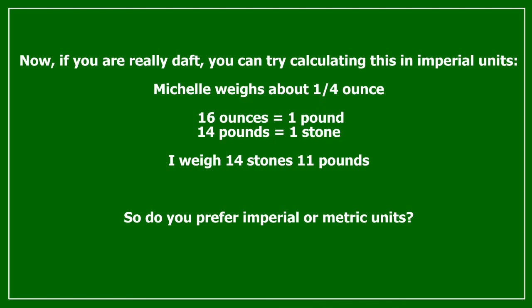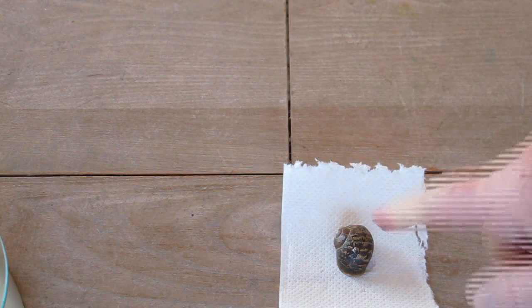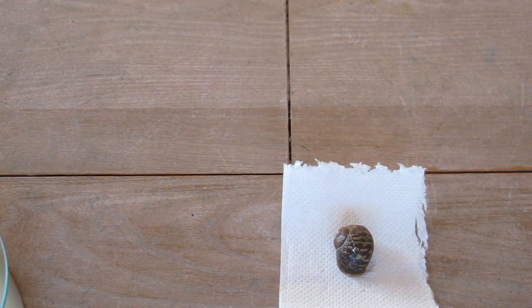There are 16 ounces in a pound. There are 14 pounds in a stone. And my 94 kilos is about 14 stone, 11 pounds. Now let's see if you can work out how many more times I weigh than Michelle. Good luck.